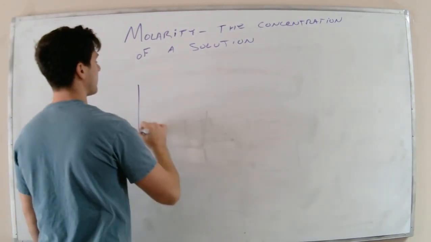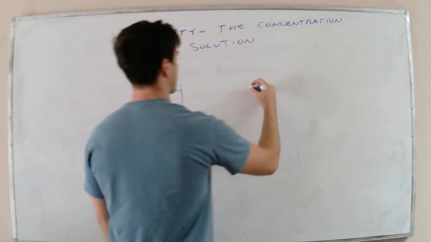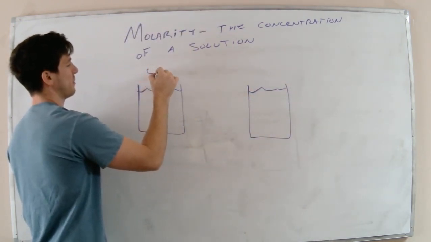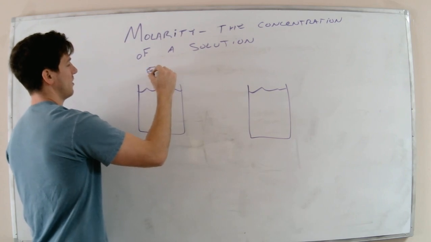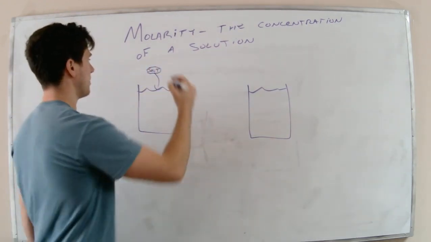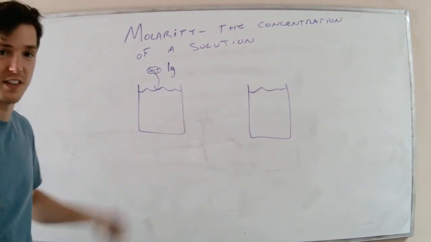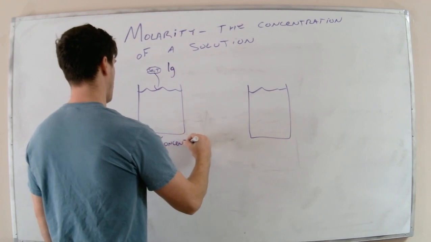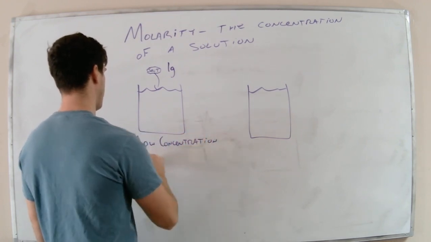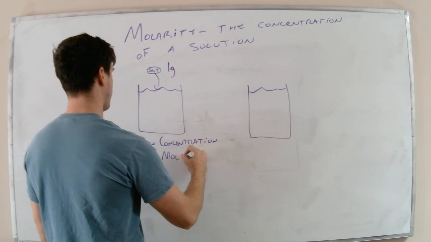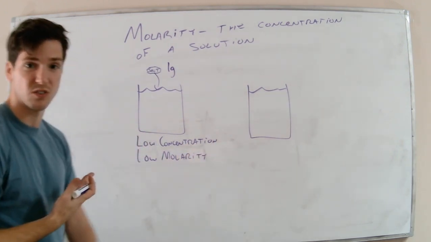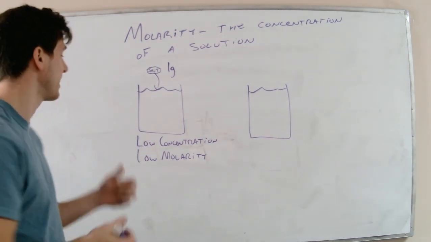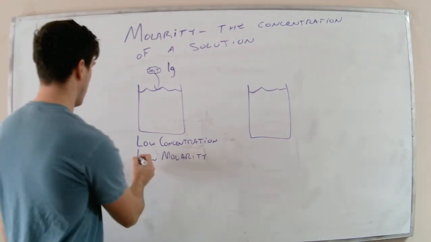So if I have two beakers here, and I put a tiny little bit of salt into this water. Let's say that I just put 1 gram of salt into that water. This will have a low concentration or a low molarity. There's not a whole lot of salt in that beaker. If you drink it, you might taste a little bit of salt. It's got a low concentration or a low molarity.